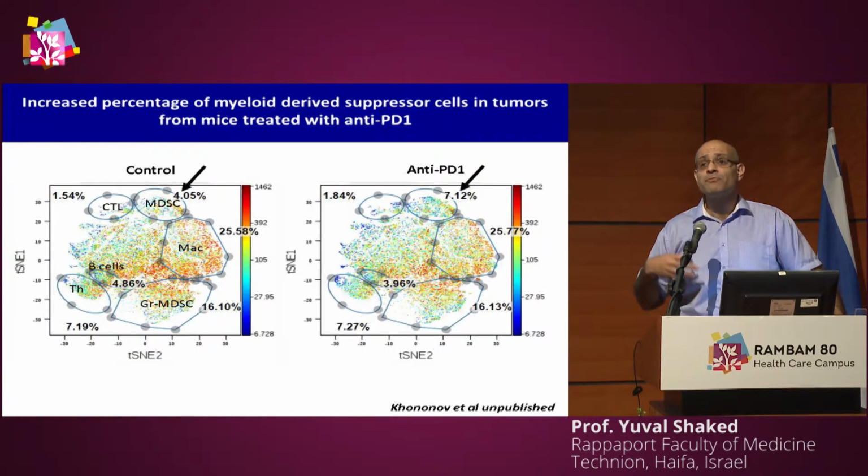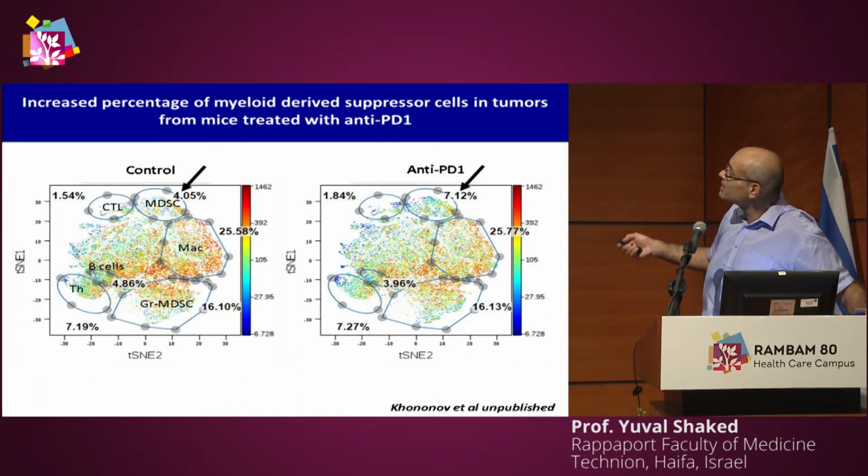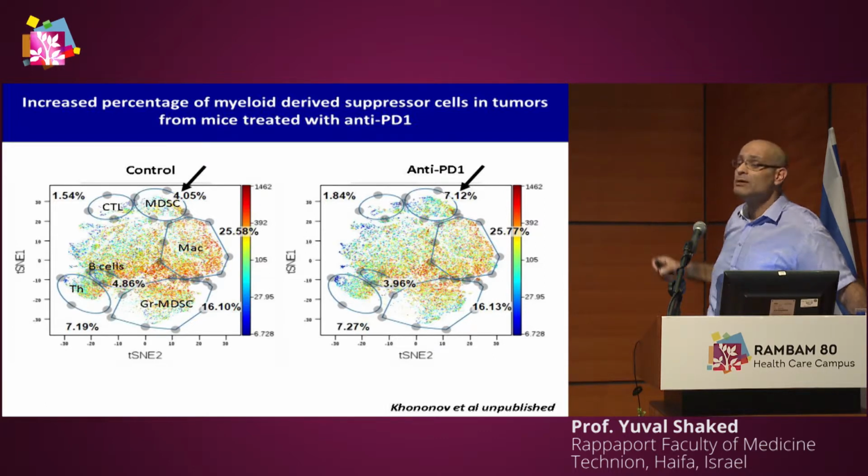In fact, when Irena looked at the different cell types within the tumors, and this is a responding tumor, she found that there are a lot of myeloid-derived suppressor cells following anti-PD-1 therapy.